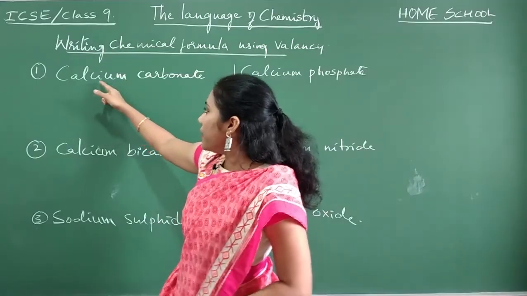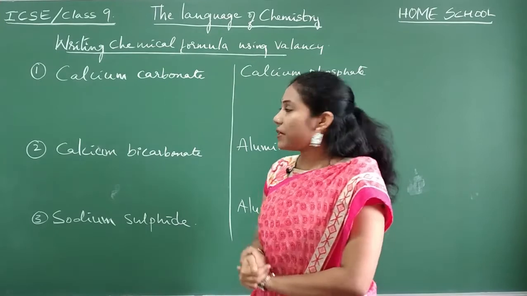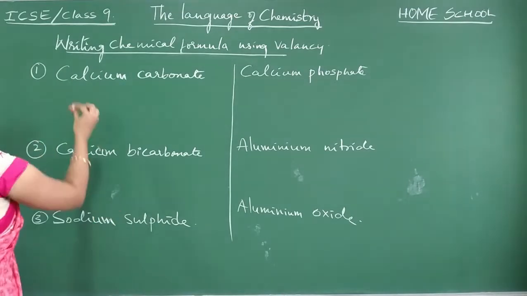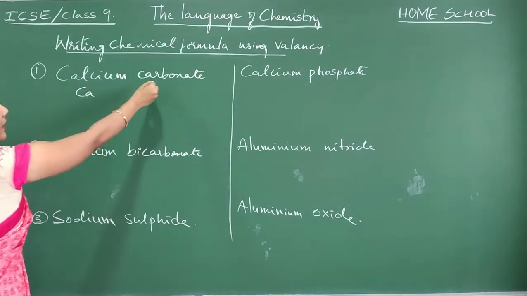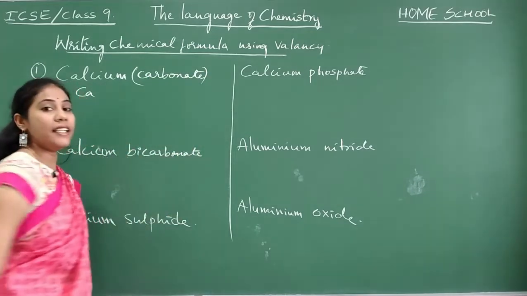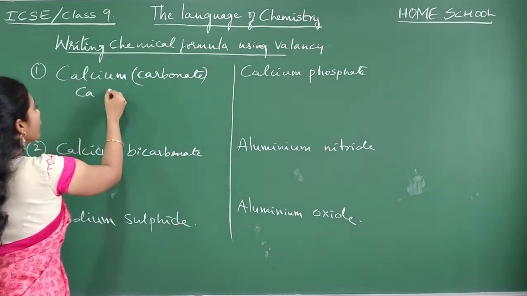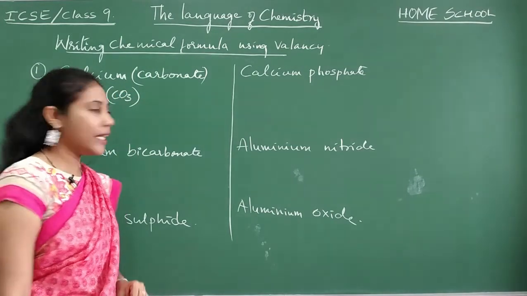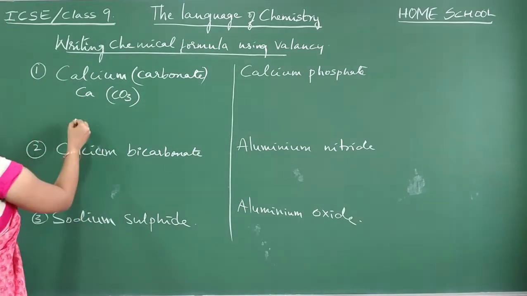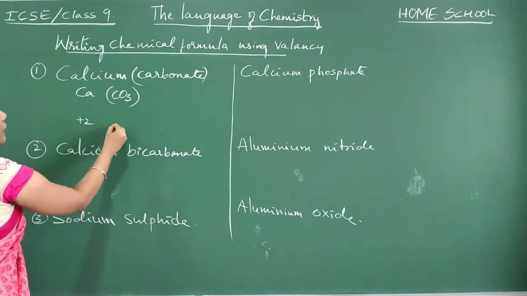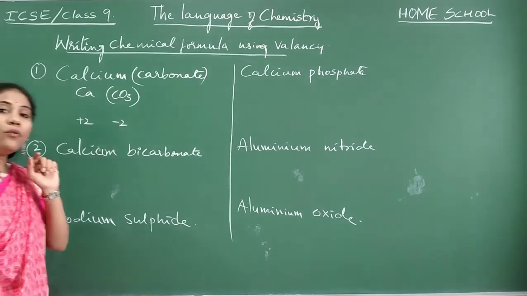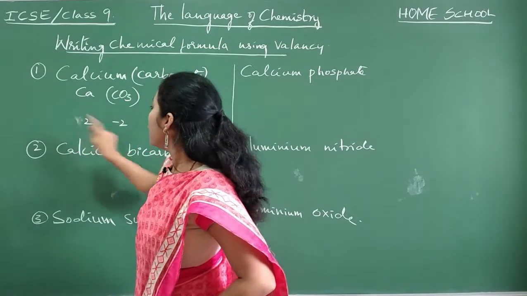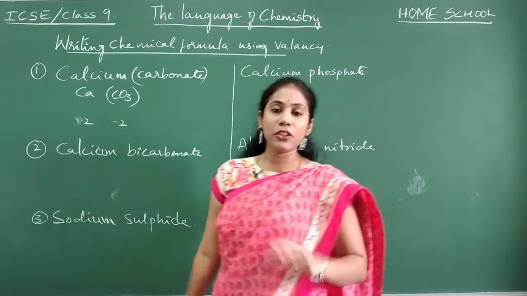See, the first example I have written here is calcium carbonate. So how do you write its formula, guys? Calcium, what is the symbol for calcium? Ca, isn't it? And carbonate, carbonate is again a polyatomic group here. So carbonate, let me write it in a bracket. CO3 is the carbonate group. And the valency of calcium is plus 2. Valency of carbonate is minus 2. And as I told you, you need not consider the signs. Only the digit you consider, but not the sign.